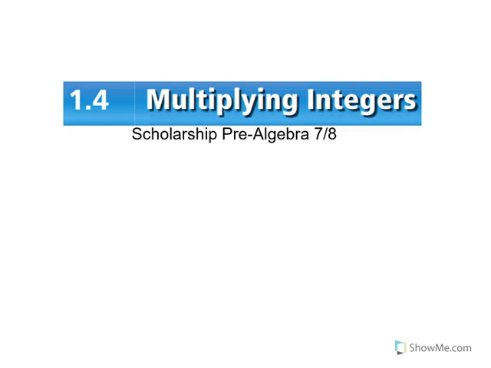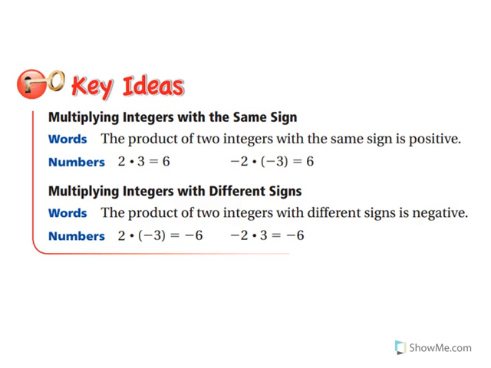All right, so today we are going to be looking at Chapter 1.4, Multiplying Integers. And let's start off by looking at a few key ideas. The first key idea here is that when you're multiplying integers with the same sign, whether they're both positive or they're both negative, you're going to get a positive answer.